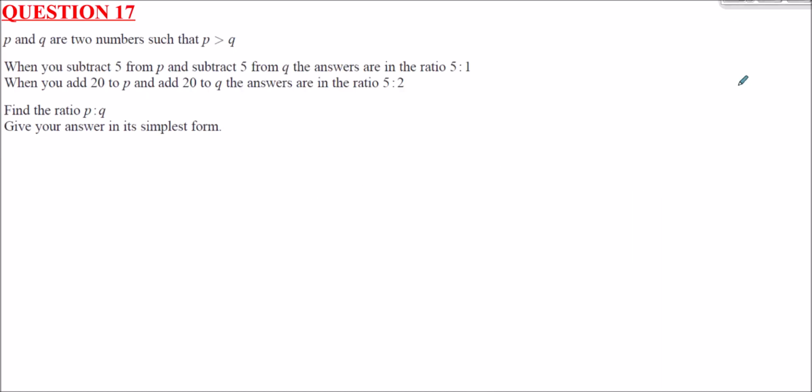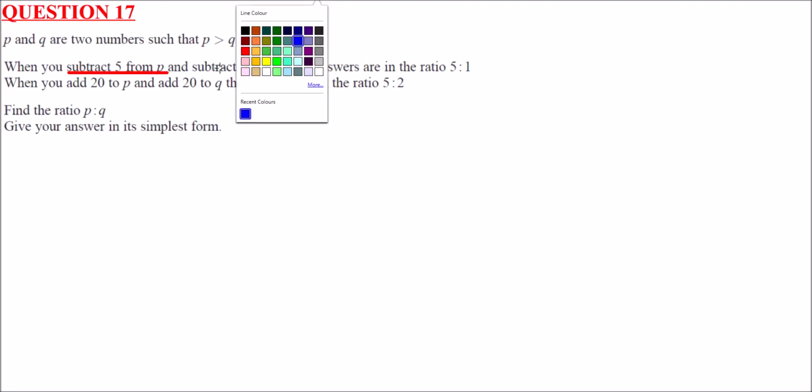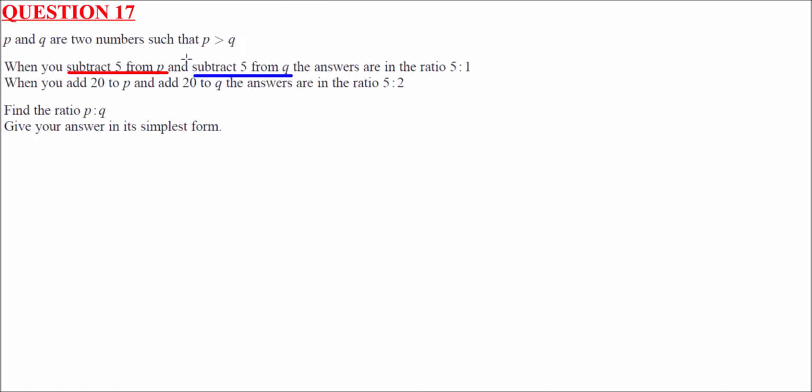Question 17. We're told that P and Q are two numbers such that P is greater than Q. So first of all, we're told a couple of things. So we're told here that when you subtract 5 from P and subtract 5 from Q, the answers are in the ratio 5 to 1. So let's just get this organised first. So subtracting 5 from P, and then if we subtract 5 from Q, this bit's mentioned first, and then subtracting 5 from Q is mentioned last. We're told that gives us a ratio of 5 to 1.